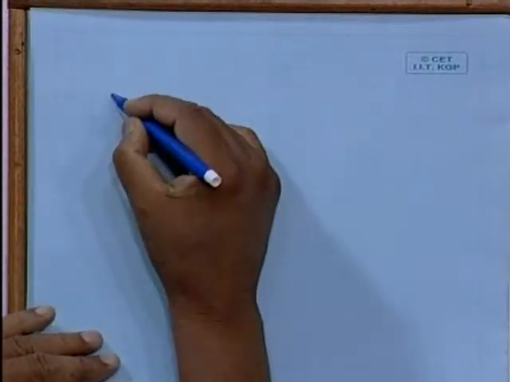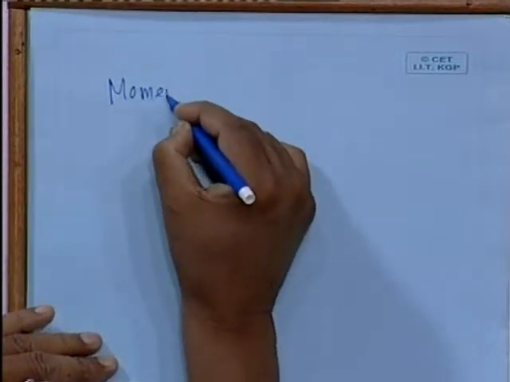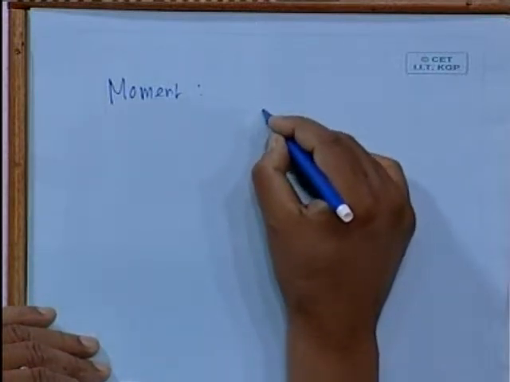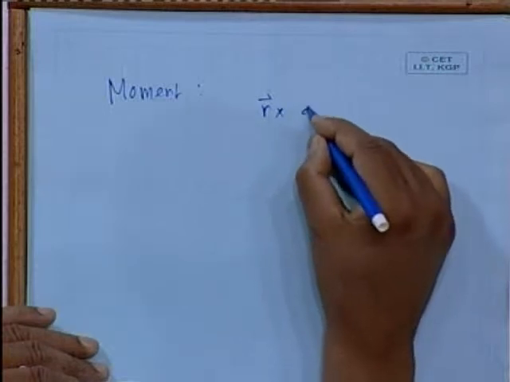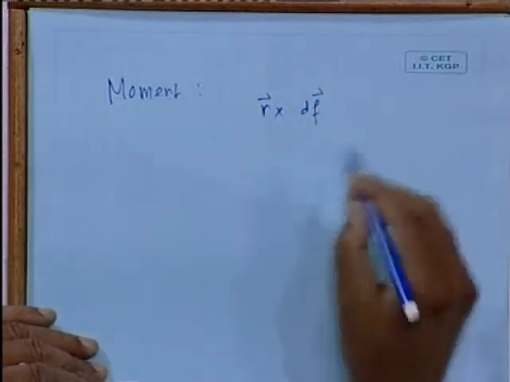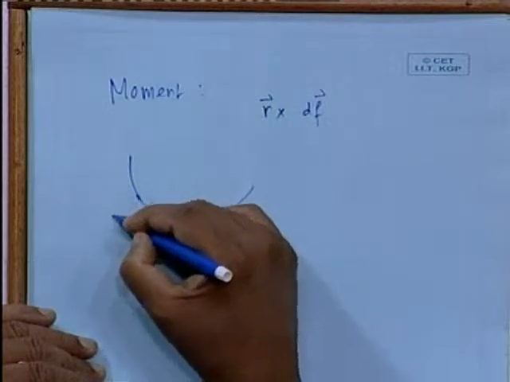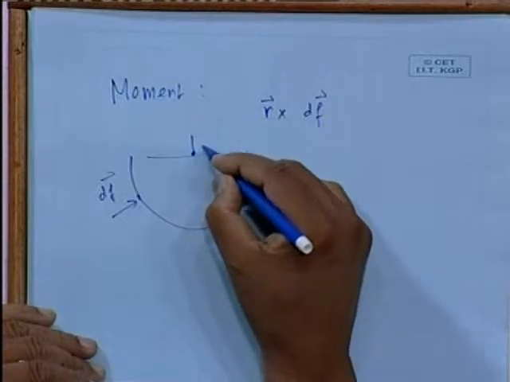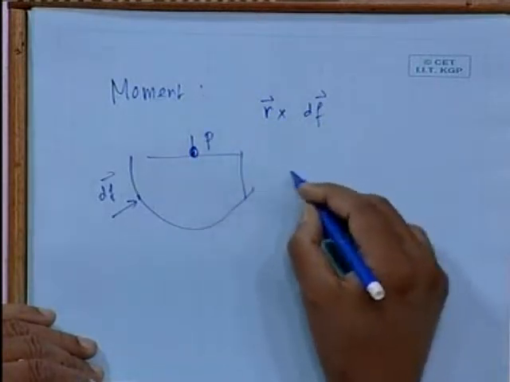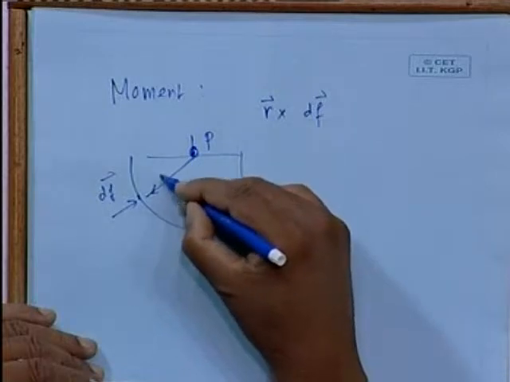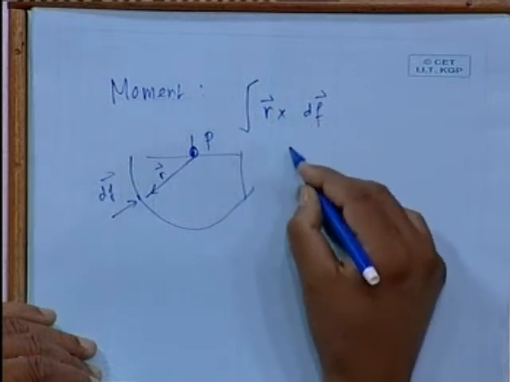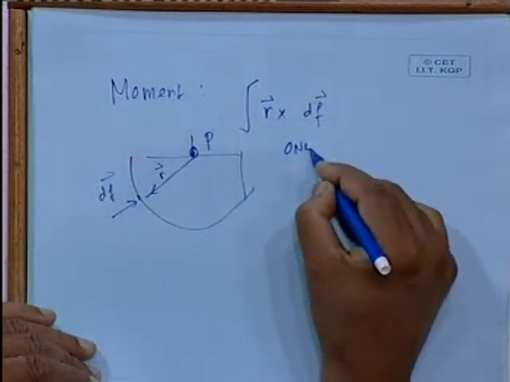Now, if you look at a different thing, moment, say I want to see the moment. Moment is going to be given by a position vector cross dF, where r is some position. Supposing there is a force dF here, and I want to take moment about this point P, then this becomes my r vector. What I am saying is that even this integration will depend only on geometry.